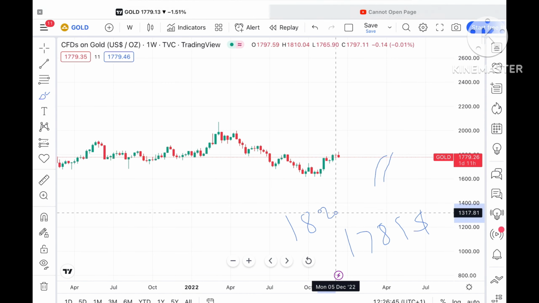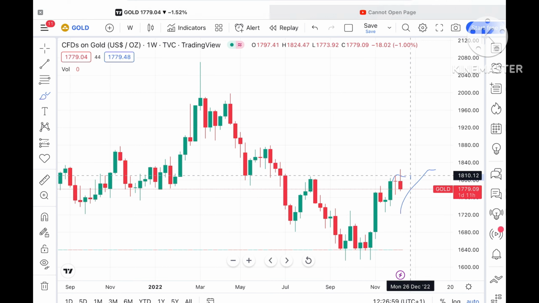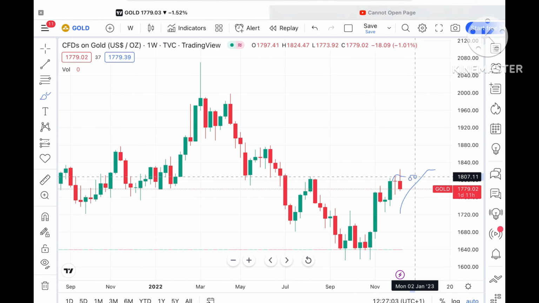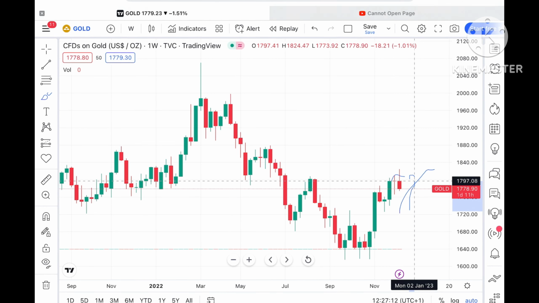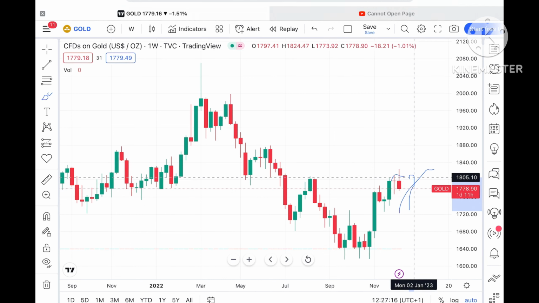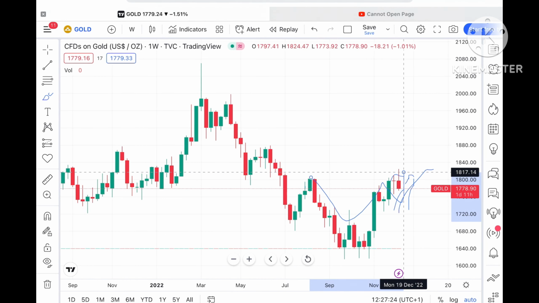Because if you look at this chart, a level of around 1810 has already been tested here, and a level of around 1807 is also being tested. So the probability is high that once the price sustains above this level, it can go towards $1786 to a level of 1795. And if it goes above that level, then we can see 1801 to a level of $1805. And once it sustains above this level, then we can see a cup pattern will form.